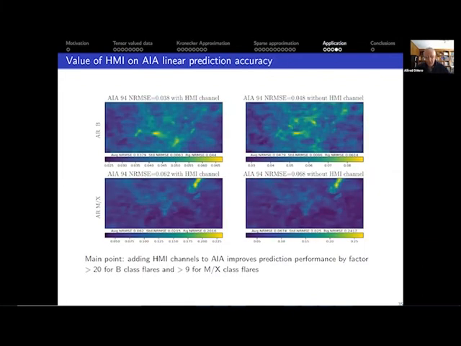This just introduces, for the solar physicists, we're very interested in how valuable the HMI channels are, because this data is expensive. If you threw in the HMI channel or you threw it out, would you gain or lose respectively in terms of performance? And what we show is you gain by about a factor of 20 for B-class flares and about a factor of 9 for MX class flares in terms of prediction.